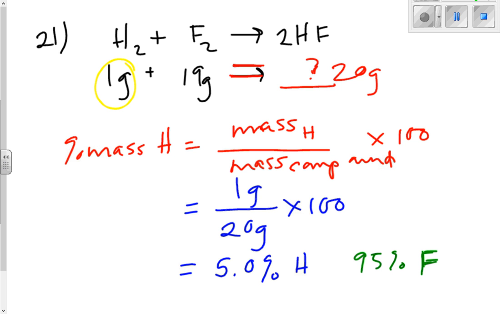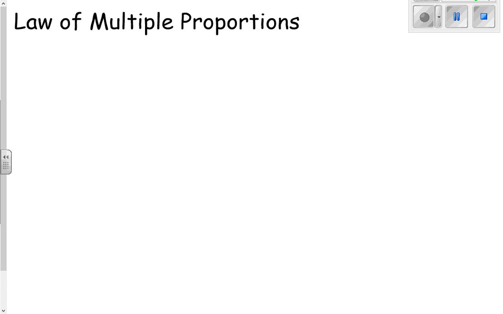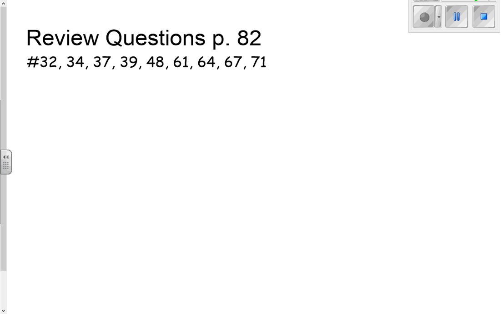So the review questions that I had set up to review for the Chapter 3 test are on page 82, numbers 32, 34, 37, 39, 48, 61, 64, 67, 71. So if you could have these done before you come to class on Friday, we'll correct them in class. Go over any questions that you have on those then.